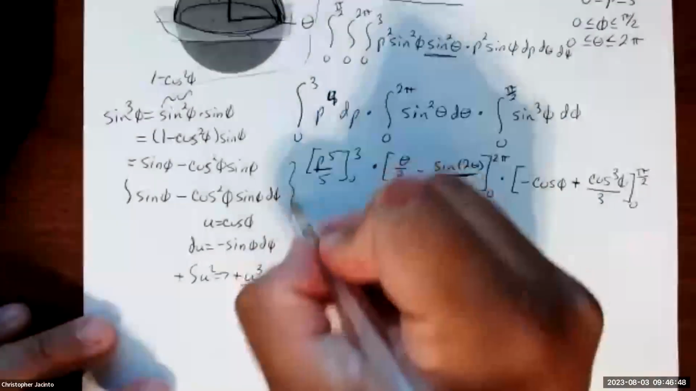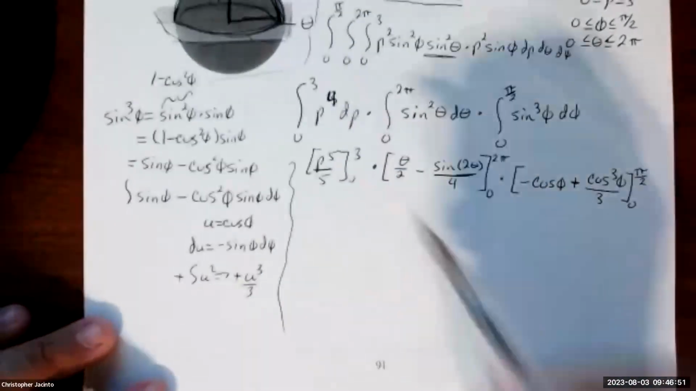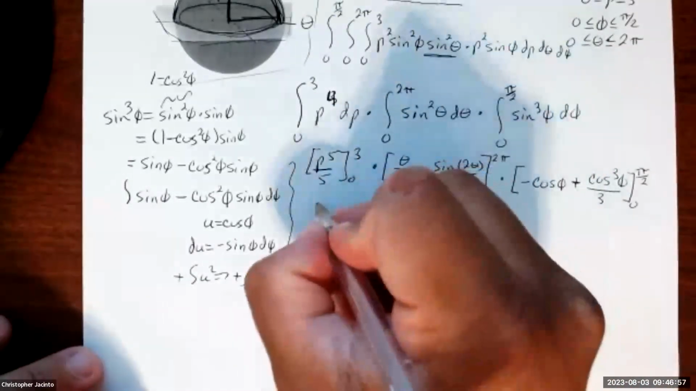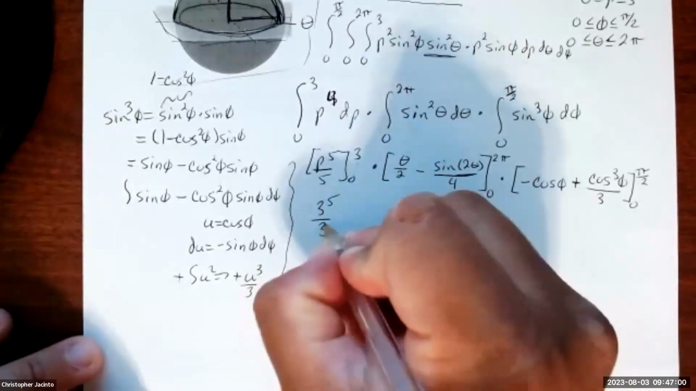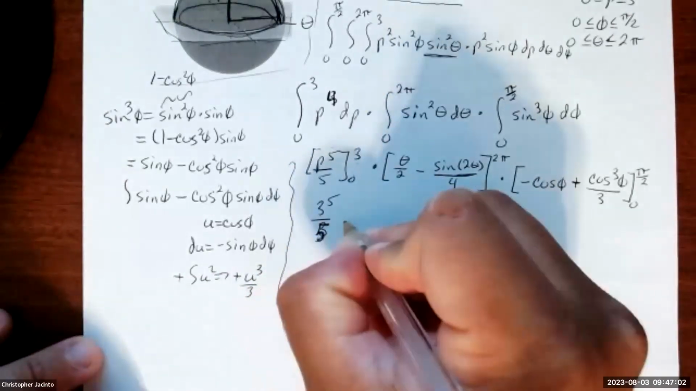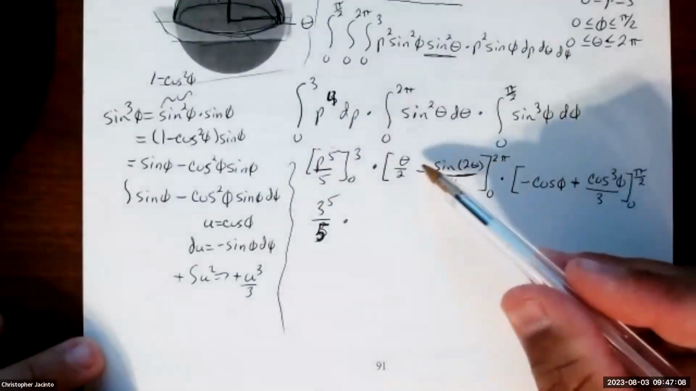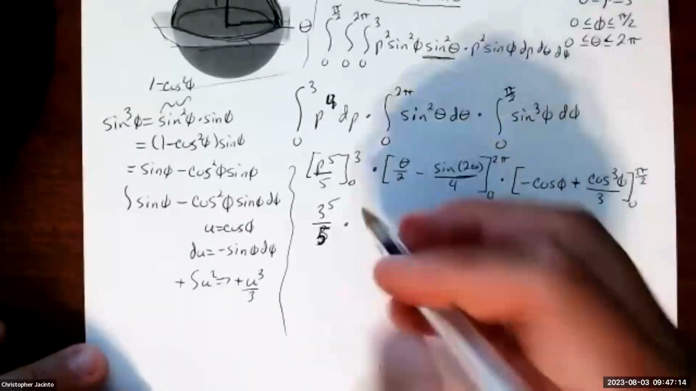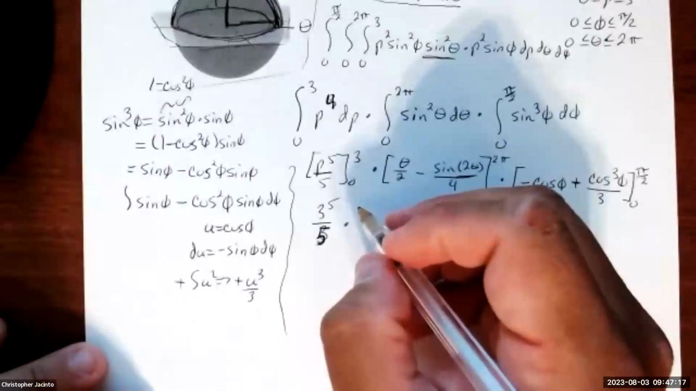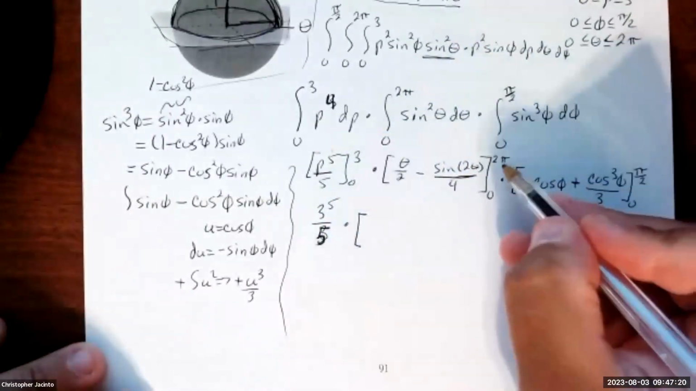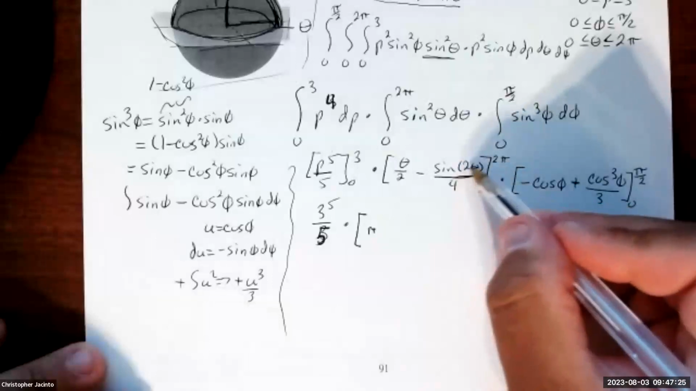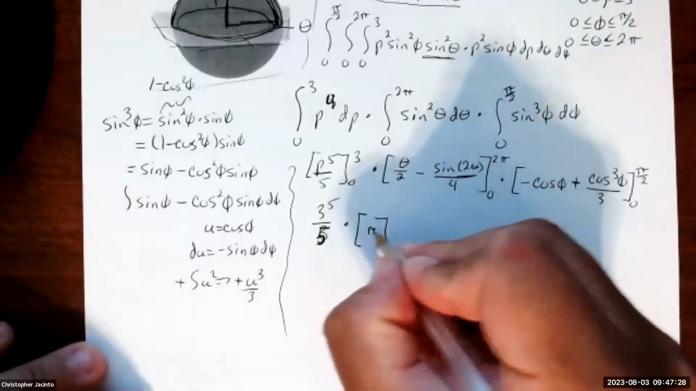Okay, now that we have all this done, let's evaluate. So plug in 3, 0 goes away, so there's nothing going to happen there. So this is going to be 3 to the 5th over 5 times. Plug in 0. Sine of 0 is 0, so all this is gone when it comes to 0. So plug in 2 pi. What do we get? So plug in 2 pi, we get just pi minus, well, sine of 4 pi still gives you 0, so it just ends up being pi.